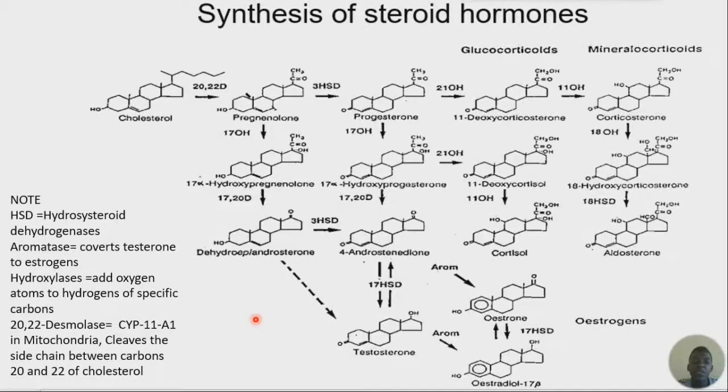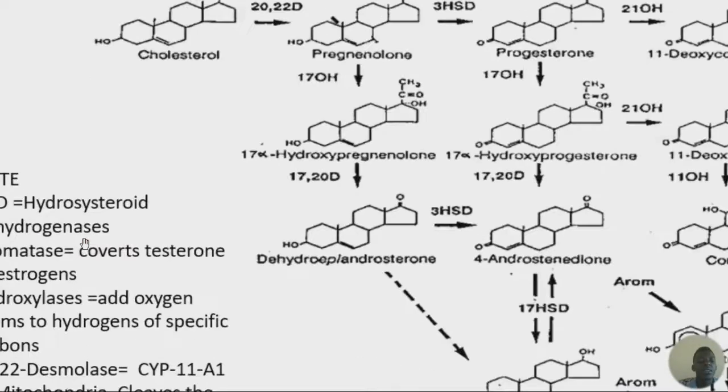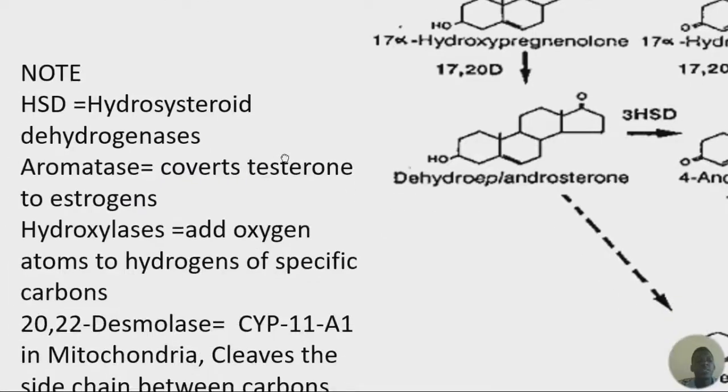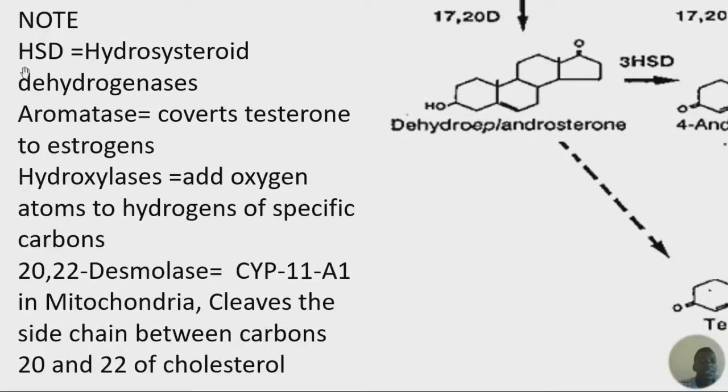Look at this. I want us to go through the synthesis, but let me first talk about these enzymes, since I'm going to be using them and you need to know the definitions. We have HSD, which means hydroxysteroid dehydrogenases. Aromatase is an enzyme that converts testosterone to estrogens.